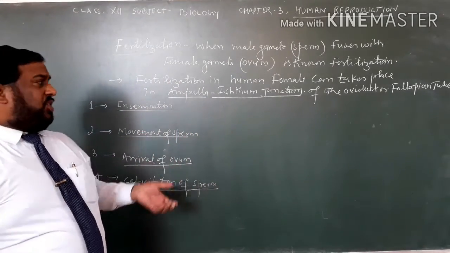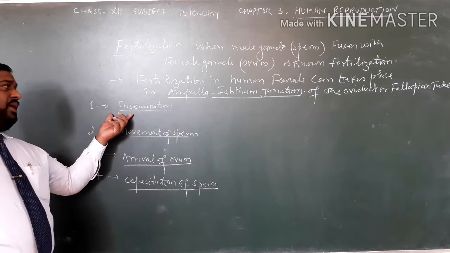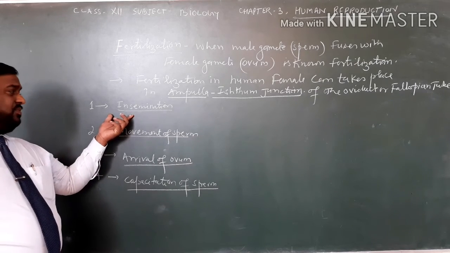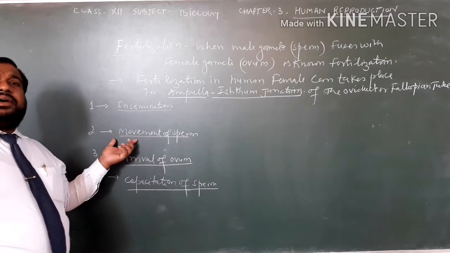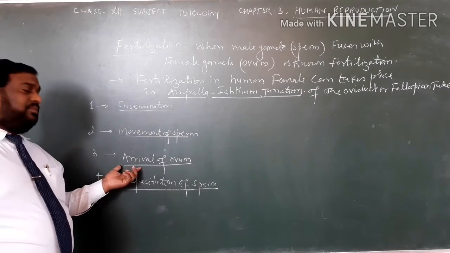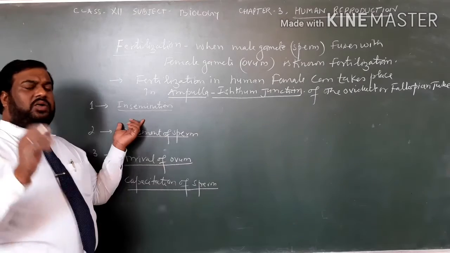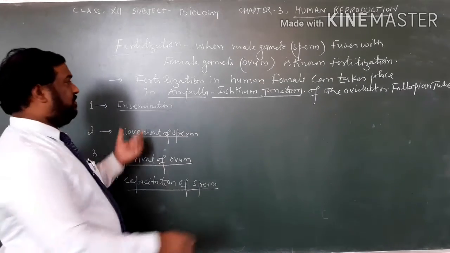Now for fertilization there are four events. One is insemination, second movement of sperm, third arrival of ovum, and fourth capacitation of sperm.